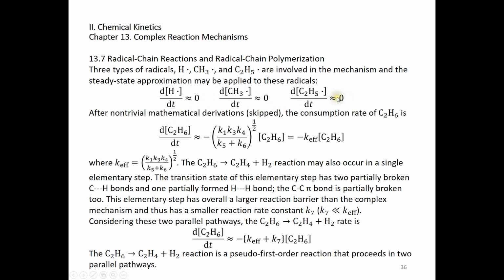Using the 3 equations, we can simplify the differential equations and then express the reaction rate in terms of a constant times the concentration of C2H6. The derivation is non-trivial. It's skipped here. It involves a lot of mathematical detail. I just want to show you, in the end, the consumption rate of C2H6 can be expressed as a constant times its concentration. And now, what are this k1, k3, k4, k5, k6?